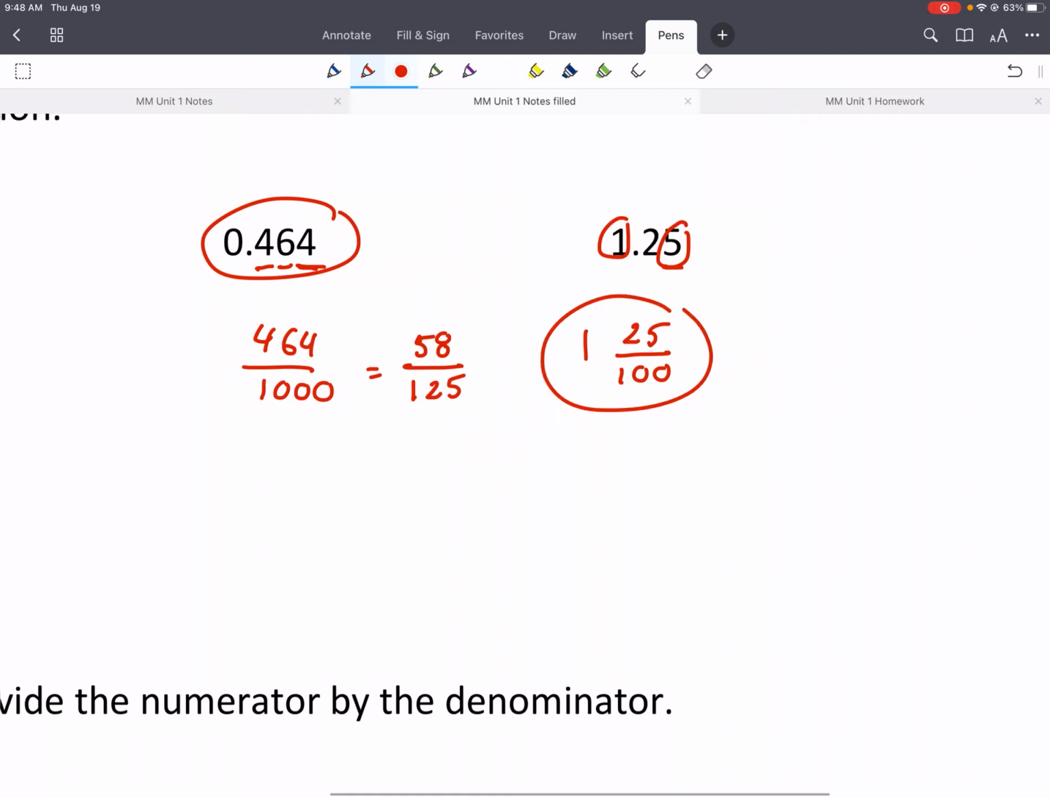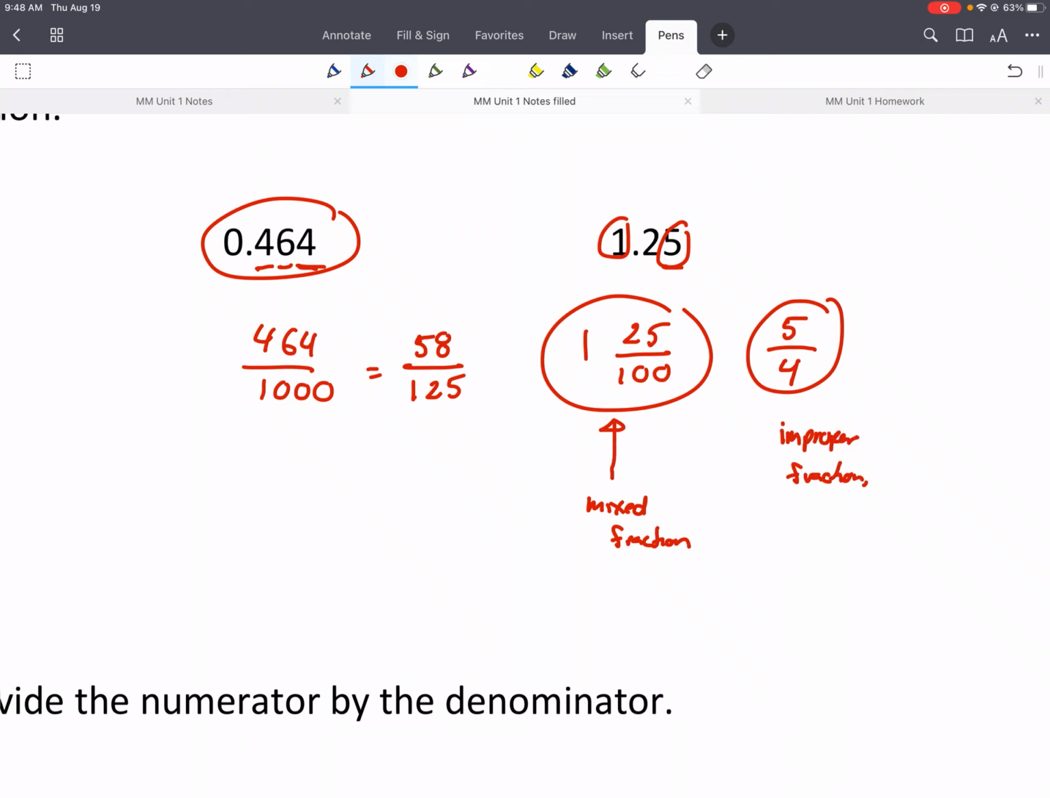Here we can reduce this. You can just type in 1.25, push equal. For me, it reduces it as an improper fraction, and that's what I would prefer. Okay, this is called a mixed fraction, and this is an improper fraction. So they're equal to each other. It's just different ways to write it.